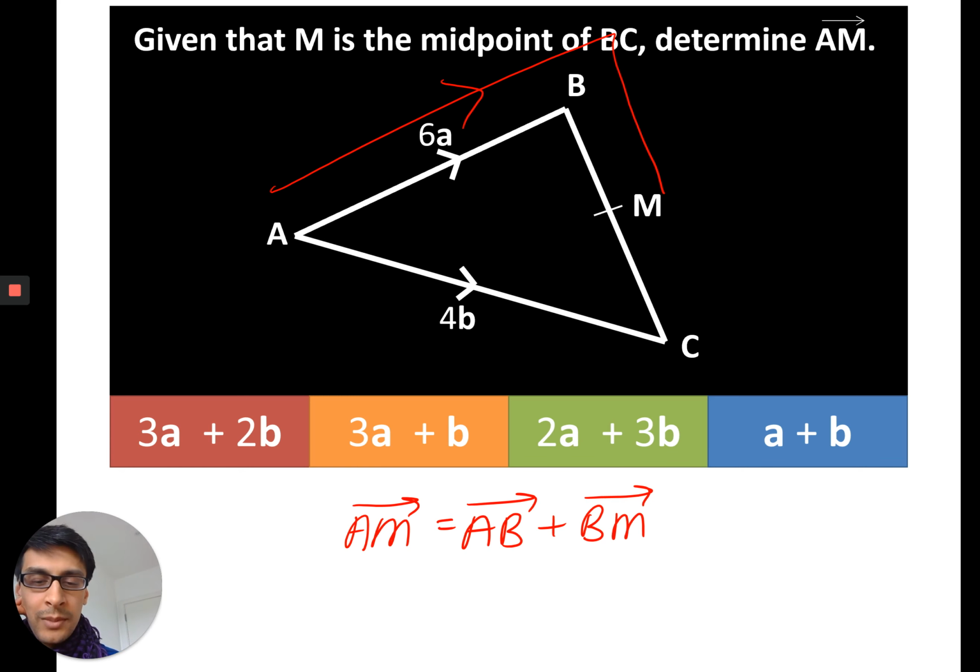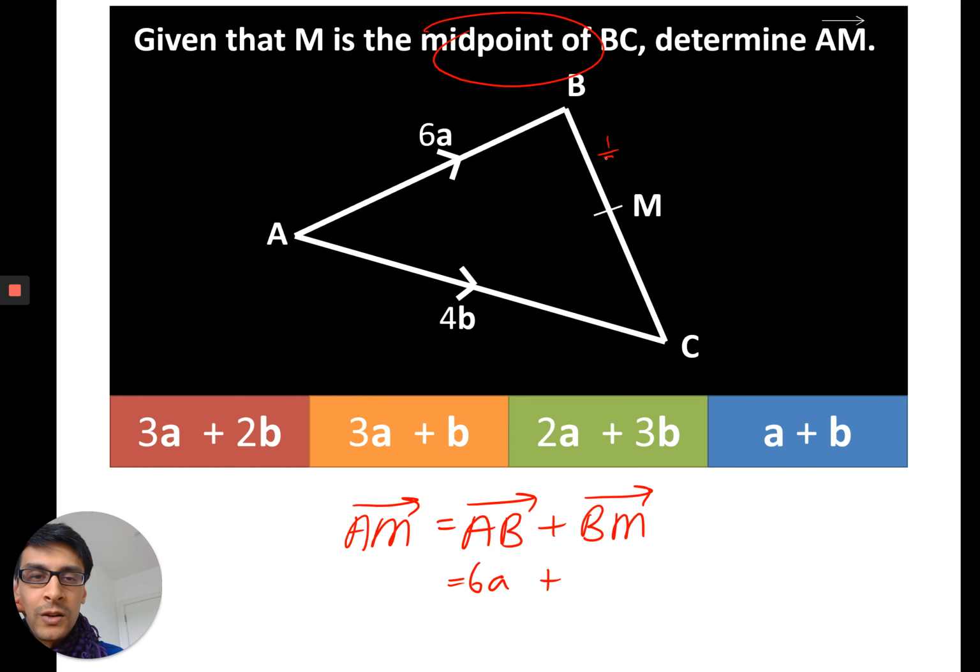Now I know that AB is equal to 6a. Now BM, we have to simplify because we haven't been given a letter there. Well, we have been given a ratio. There's a midpoint, so it's going to be half. But we haven't been given a letter. So we know that BM is going to be half of the way along BC.